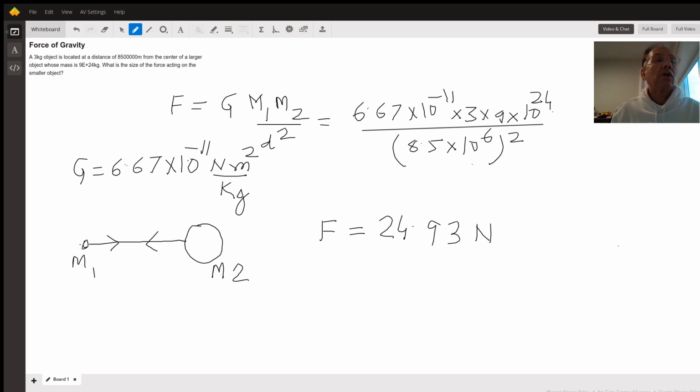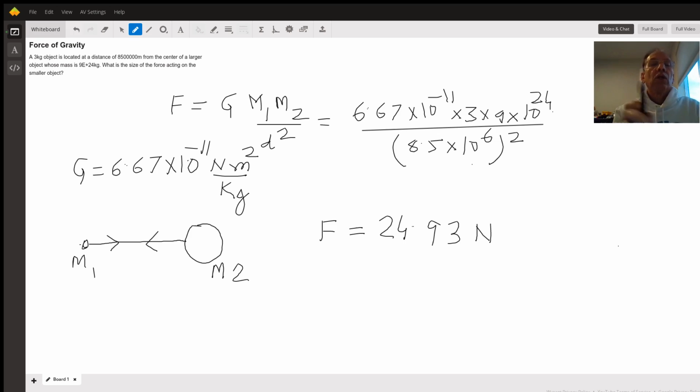This is a question on force of gravity. A 3 kilogram object is located at a distance of 85 followed by 5 zeros meters from the center of a larger object whose mass is 9 multiplied by 10 to the power 24 kilograms. What is the size of the force acting on the smaller mass?